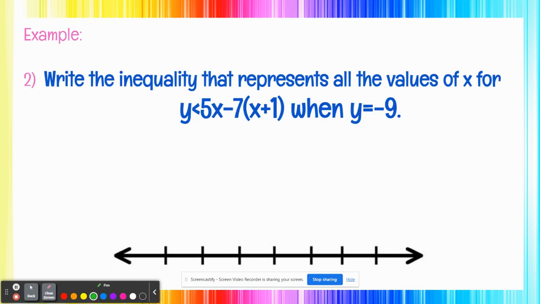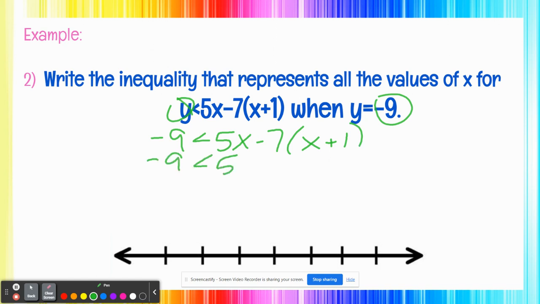Okay, so this one says we're going to write an inequality that represents all values for x for y is less than 5x minus 7, parentheses x plus 1, and a parentheses when y is equal to negative 9. So if you notice, they gave me the y value, so we're going to replace it with the value they gave us of negative 9. Okay, so we're going to first start with distributive. So I'm going to bring down negative 9 and the 5x. That gives me negative 7x, and that gives me negative 7.